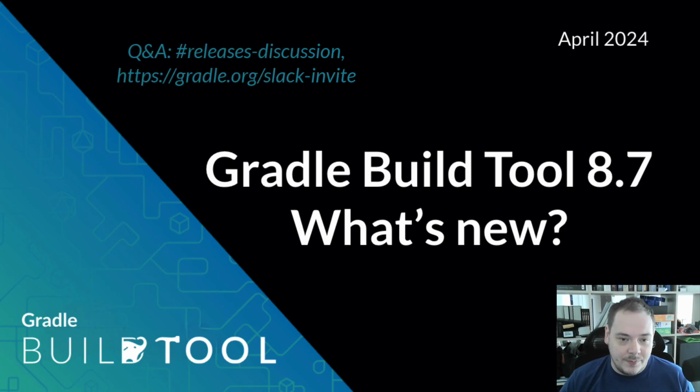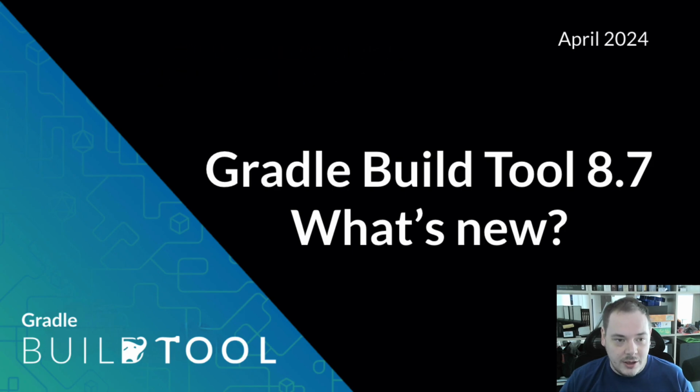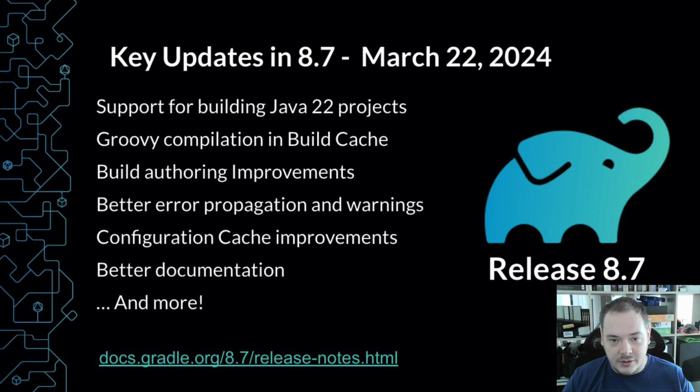Today we asked contributors to share some demos for key features we have in this release. We will talk about support for building Java 22 projects and Groovy compilation and build cache. As always, we have a lot of improvements for build authors, including beta error propagation and warnings. We will also talk about configuration cache, new features there, and better documentation that we keep improving with each release.